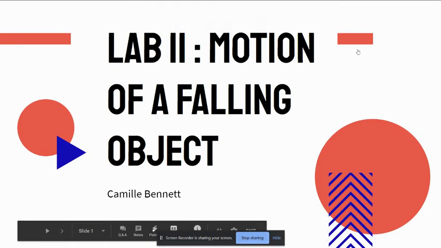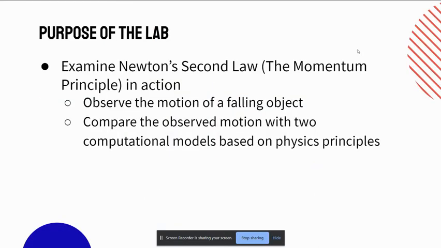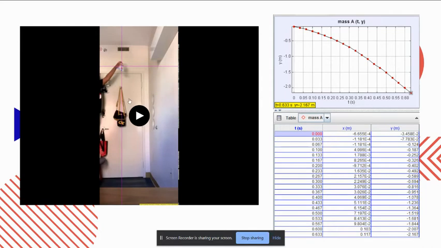Hello. Today I will discuss Lab 2, in which we predicted the motion of a falling object. The purpose of this lab was to examine Newton's second law, the momentum principle, in action, in which I would observe the motion of a falling object and compare my observed motion with two computational models based on physics principles. Here's a video of my observed motion.